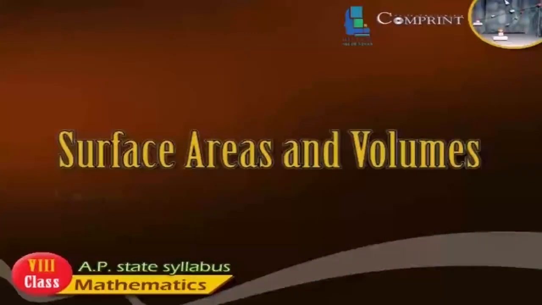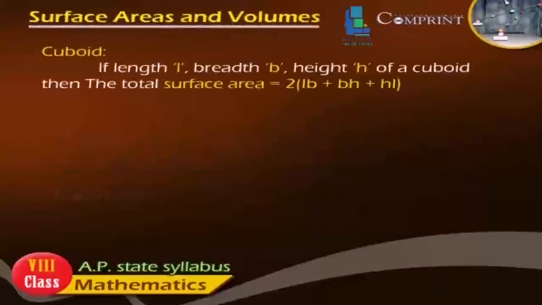Surface areas and volumes. Cuboid. If the length is L, breadth is B and height is h of a cuboid, then the total surface area is equal to 2 into (LB plus BH plus HL).